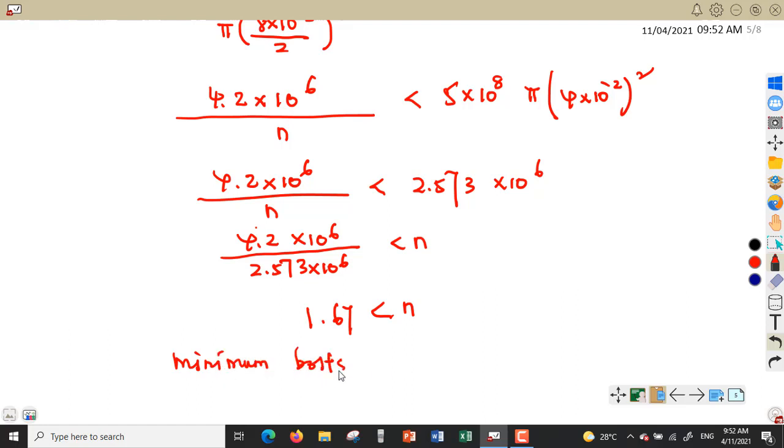So it means that for the minimum bolts used, the value of n must be greater than 1.67. Greater than 1.67 means the minimum number of n will be 2. Okay, so if you use two bolts to hold the rocket, it is already possible, where it can still hold the rocket during the test firing. Then we have solved question B.